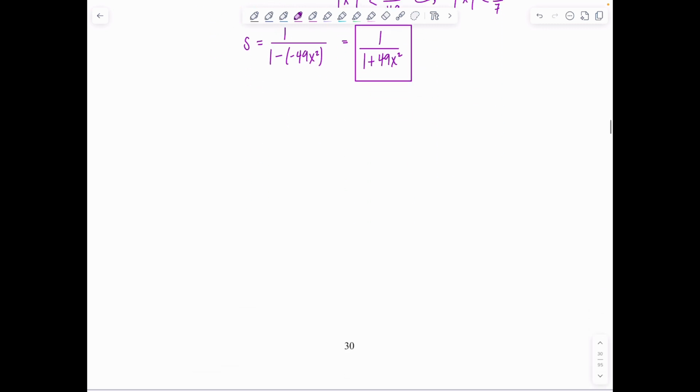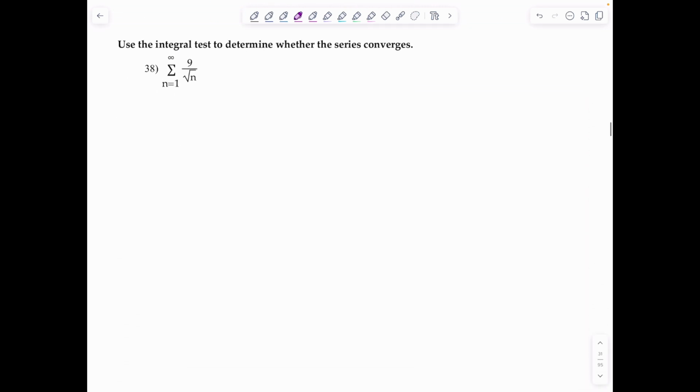Moving on, use the integral test to determine whether the series converges. We have the sum n equals 1 to infinity, 9 over the square root of n. Since we're being told to do the integral test, that's exactly what I'm going to do. First thing I need to do is rename a sub n and define it as a function of x. So we're going to say let f of x be 9 over the square root of x.